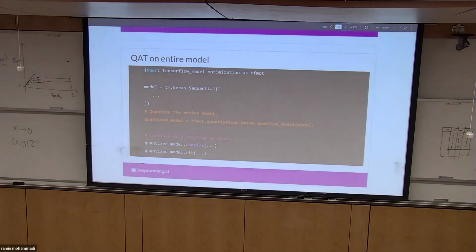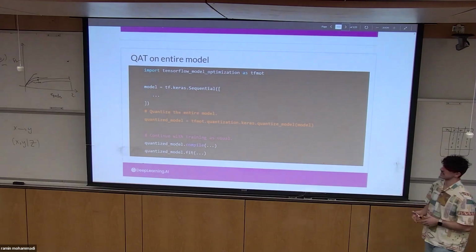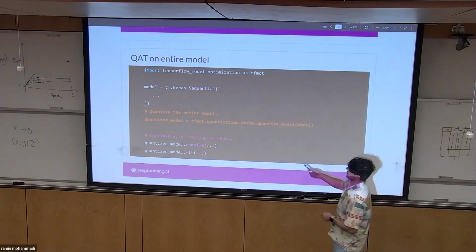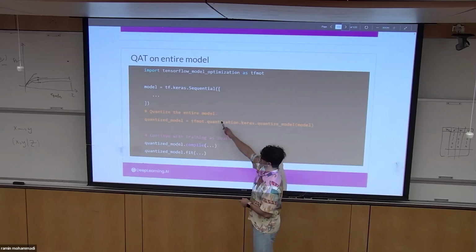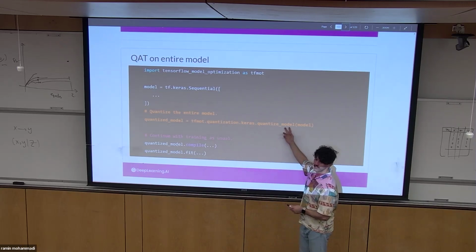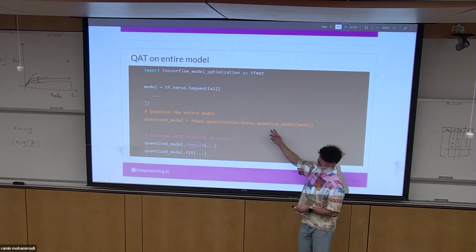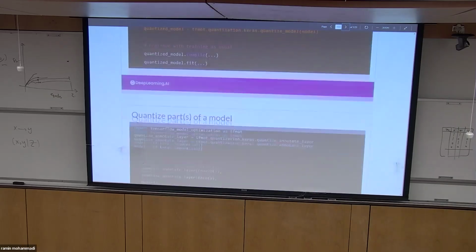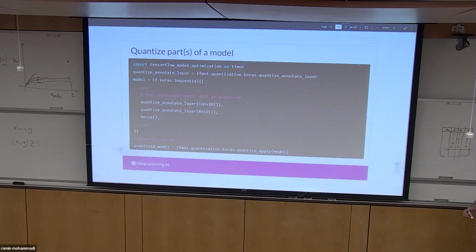And in order to do that, for example, if you're building a sequential TensorFlow model, when you build the model, you pass the model to this function, and then you train the model. What it does is require you to have introduced certain layers as quantized. So where do we introduce the layers? This is where you introduce.